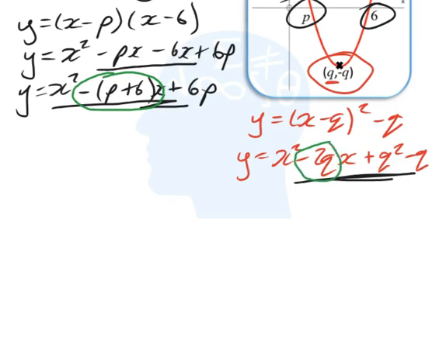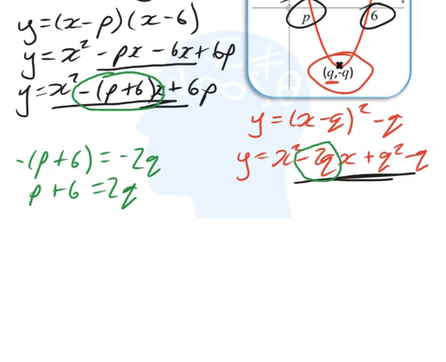So we know that minus p plus 6 has got to be the same as minus 2q. Let's just get rid of the minuses. So we've got p plus 6 equals 2q. And what we've done now is formed an equation that links p and q together.